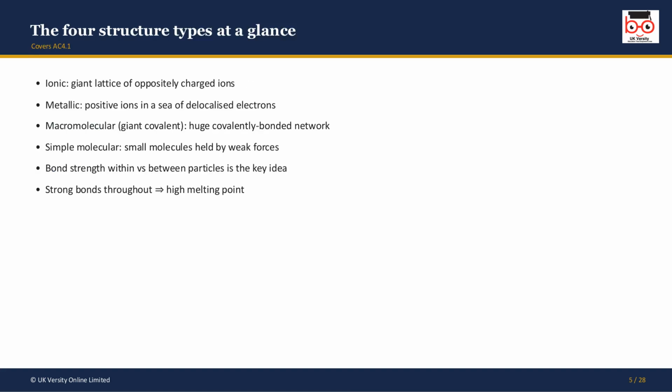Let's survey the four structure types. Ionic is a giant lattice of oppositely charged ions. Metallic is positive ions sitting in a sea of delocalized electrons. Macromolecular, also called giant covalent, is a huge covalently bonded network. And simple molecular is small molecules held together by weak forces. The idea to hold on to throughout is the contrast between the strength of bonds within particles versus between them. Strong bonds all the way through means a high melting point.